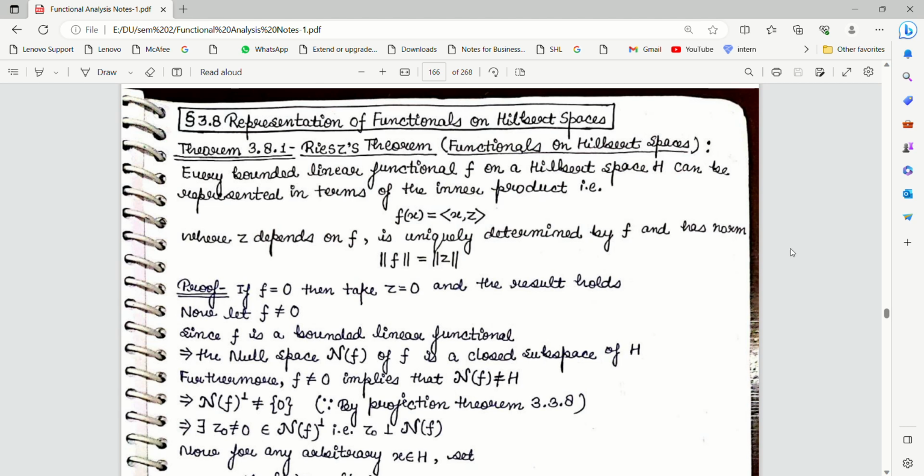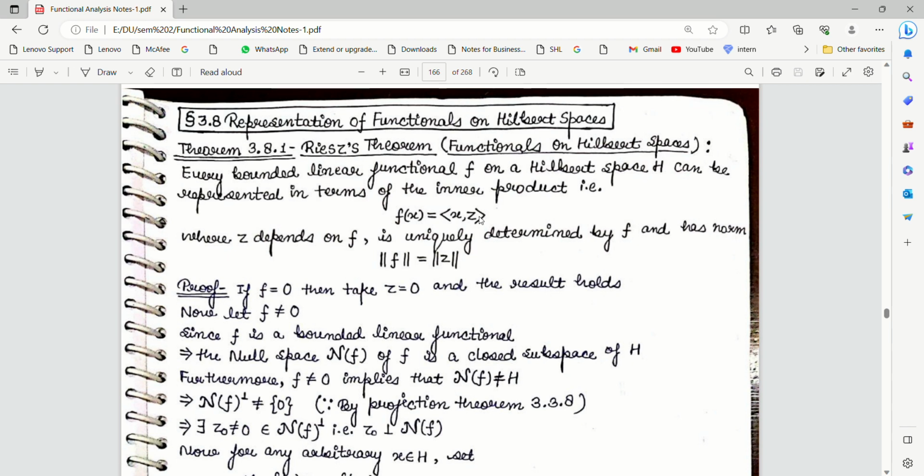Today we will understand the Riesz representation theorem. Every bounded linear functional f on a Hilbert space H can be represented in terms of an inner product, that is, f(x) is equal to the inner product of x and z, where z depends on the value of f and f is uniquely determined such that the norm of f is equal to the norm of z. Now let's start the proof.